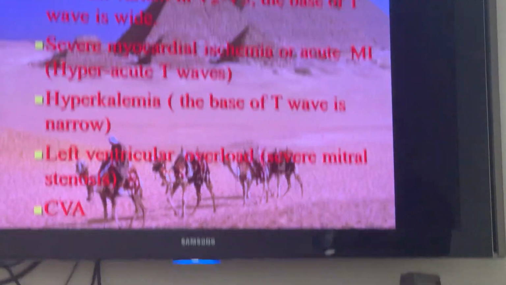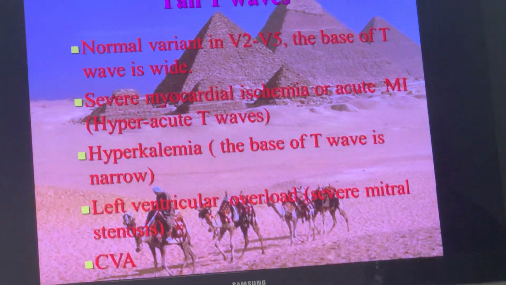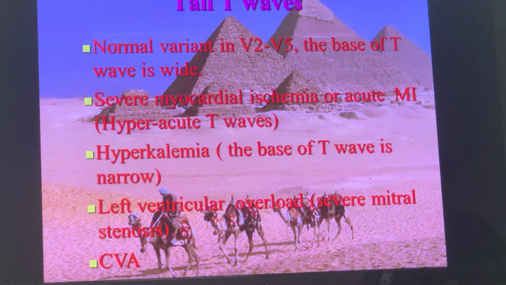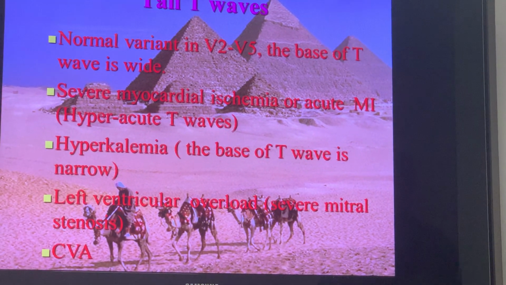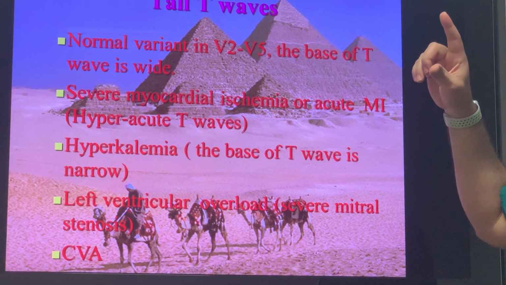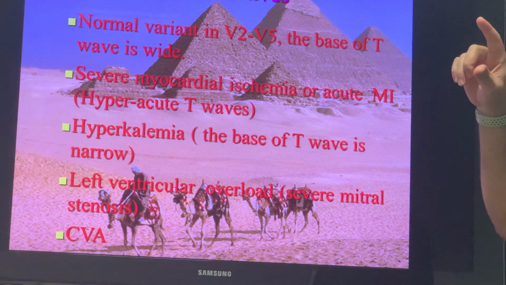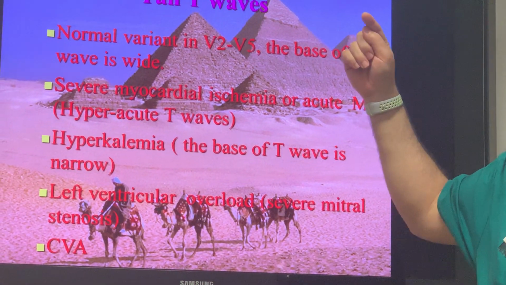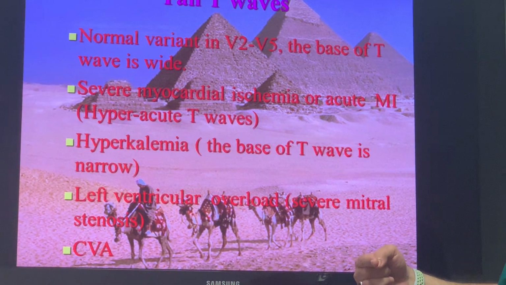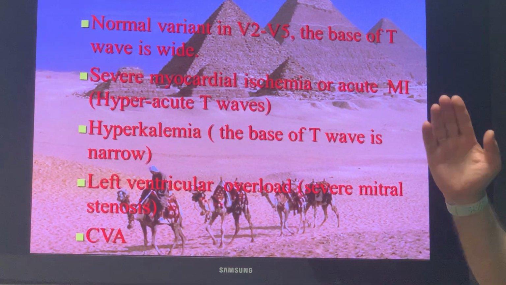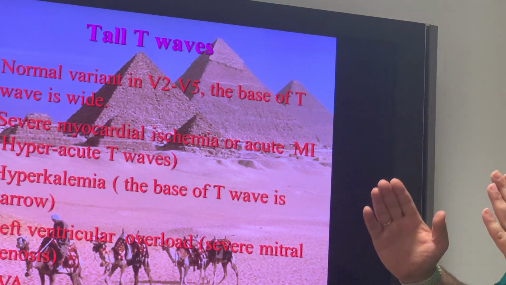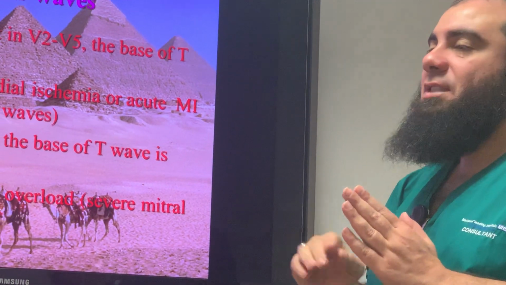But the most important is not the inverted T-wave, it is in fact the tall T-wave. It could be normal. It could be a normal variant in V2 to V5, where the base of the T is wide. Some authors accept a tall T-wave up to 3 big squares. But the base of the T-wave is supposed to be wide, not narrow. You got it? It is not tall with a narrow base, it is a wide base. With a wide base, a tall T-wave could still be normal.